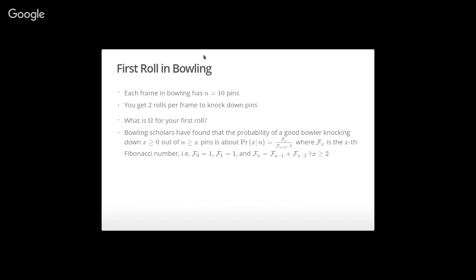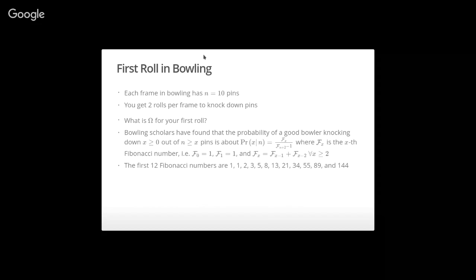So people who study bowling for a living have found that the probability that a good bowler knocks down X out of N pins can be approximated by the function. So this is the probability of knocking down X equal 1, X equal 2, whatever pins, is equal to a ratio of Fibonacci numbers. So the zeroth Fibonacci number is 1, the first Fibonacci number is 1, and then for all values of X greater than or equal to 2, a Fibonacci number is defined as the sum of the previous two Fibonacci numbers. So the first 12 Fibonacci numbers in the series are given here, and we can construct a function that tells us the probability of knocking down X pins. It's the Xth Fibonacci number divided by the N plus two Fibonacci number, and then there's a minus one in the denominator there.